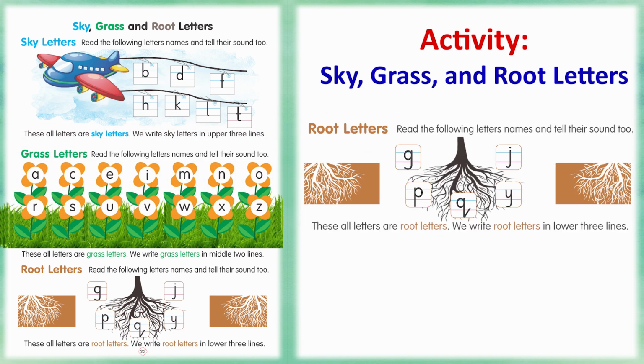Root letters. Look at the tree. Its roots go deep into the ground. Root letters go below the line just like tree roots growing underground. Root letters are G, J, P, Q, Y. Repeat after me. G, J, P, Q, Y.